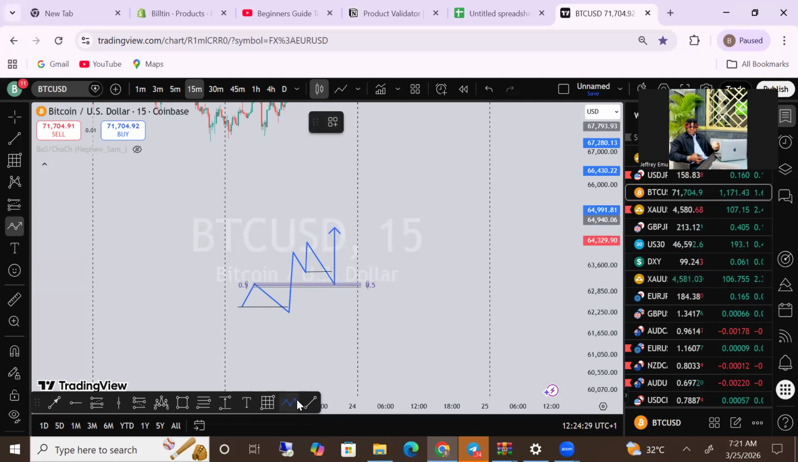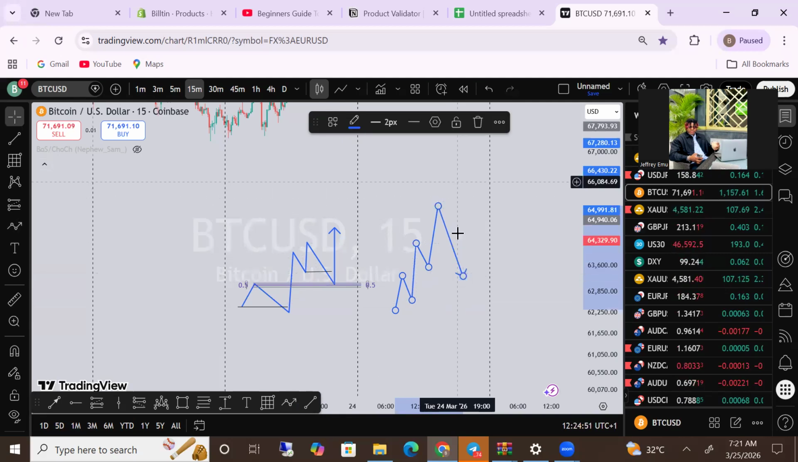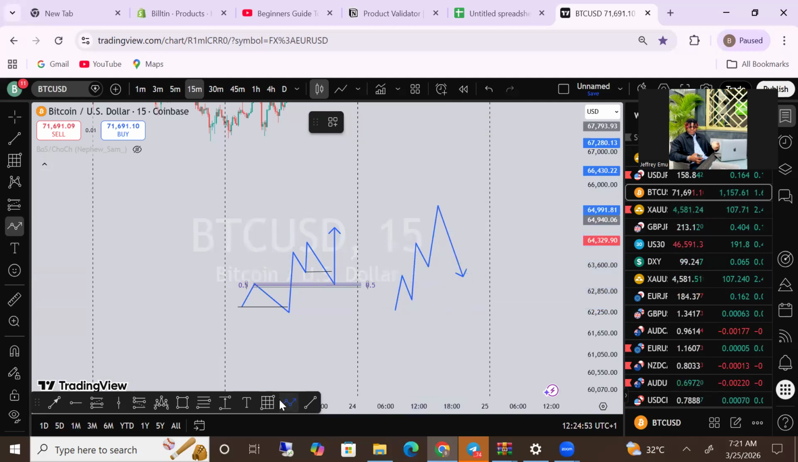Now, the difference between the breaker and the mitigation block is quite simple. You understand that the mitigation block comes like this. It fails to give you that sweep of the low. Rather, it shifts the market structure. Once it shifts the market structure and goes up, it gives you that idea again, fails to touch there, comes back up, and then later on it comes there, then continues moving to the upside.